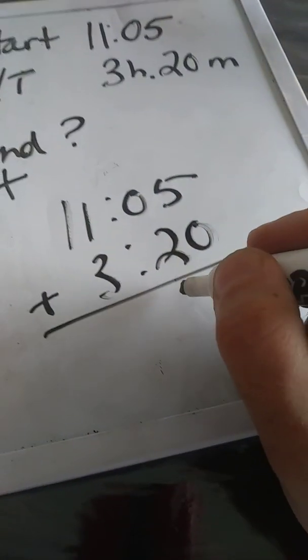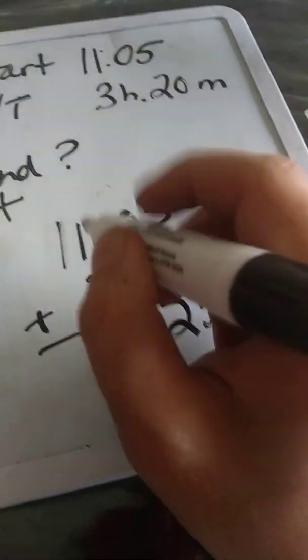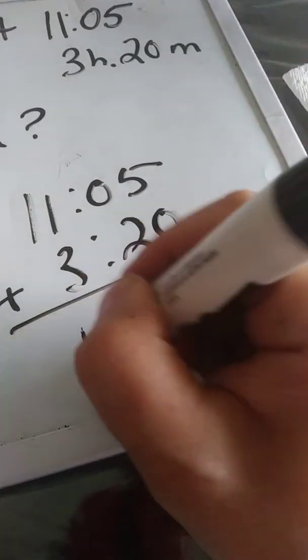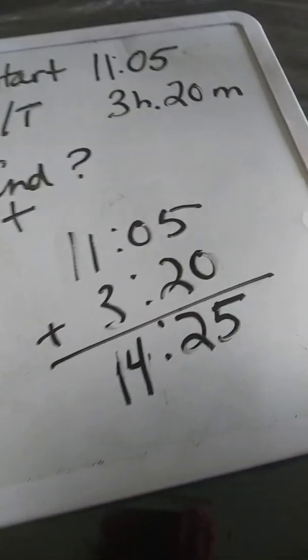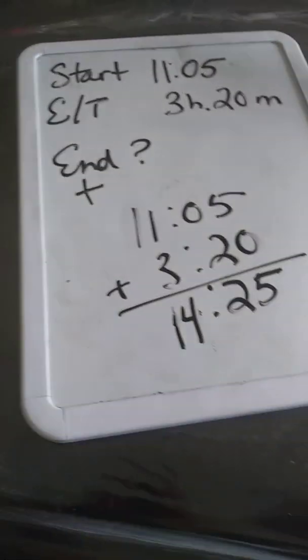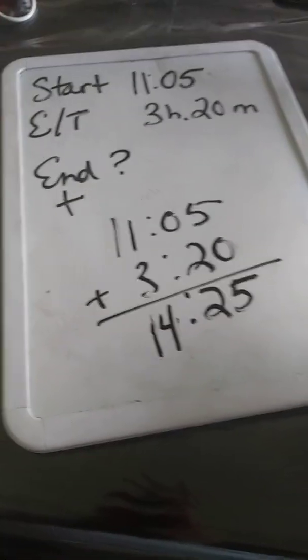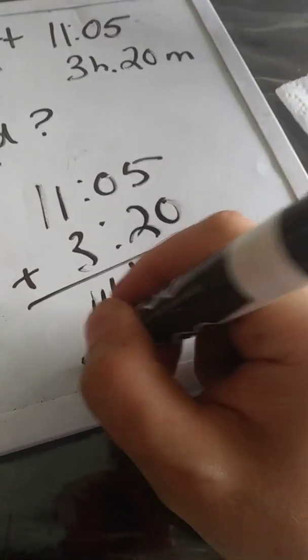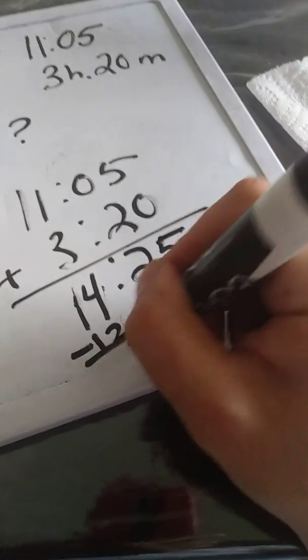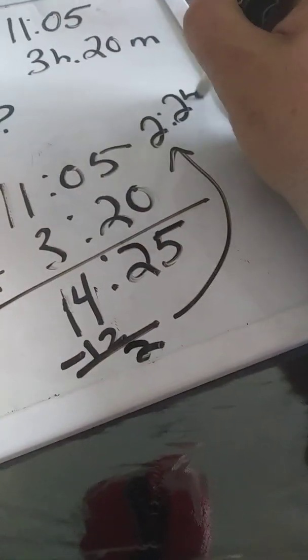5 plus 0 is 5. 0 plus 2 is 2. 11 plus 3 is 14. Oh, but wait a minute. Unless we're talking military time, there's no such thing as 1425, because on the clock, the highest number is 12. So what are we going to do to figure that out? Very simple. Well, I just said the highest number is 12, so I'm going to subtract 12 from the 14, and I get 2. So my real answer is going to be 2:25. And that would be the time that the movie ends. Pretty late movie.